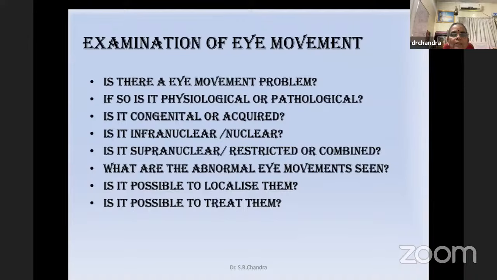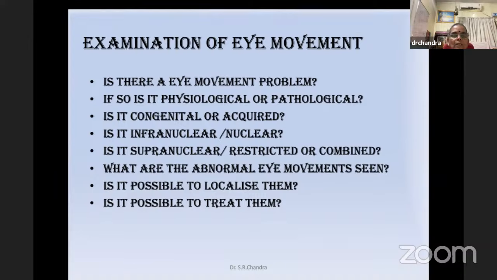Then you are going to ask questions at the bedside. Is my patient having a problem with eye movement? If there is an eye movement problem, is it physiological or pathological? If it is not physiological, is it congenital or acquired? If it is abnormal, is it infranuclear or nuclear? Infranuclear means the muscles and the nerves, and the nucleus is in the brainstem. So is the eye movement problem at the level of the muscles and the nerves, or at the level of the nuclei?